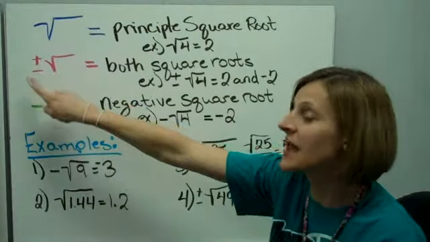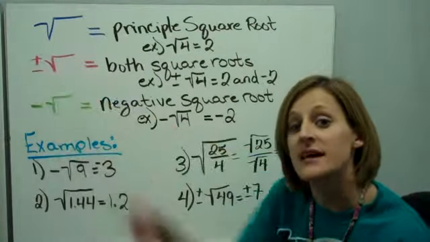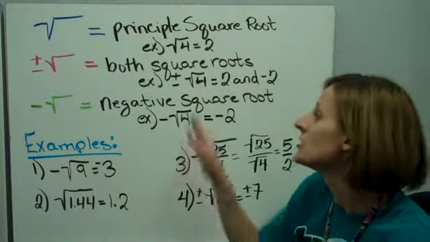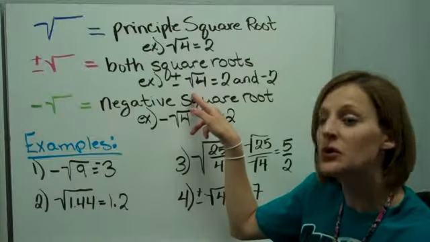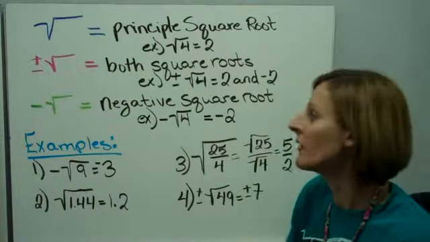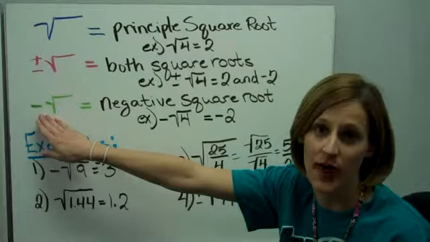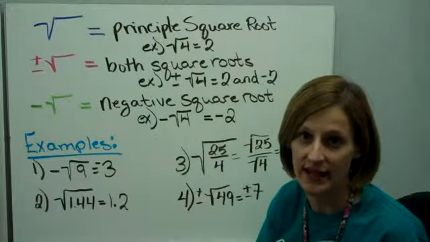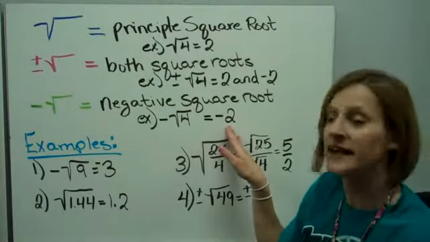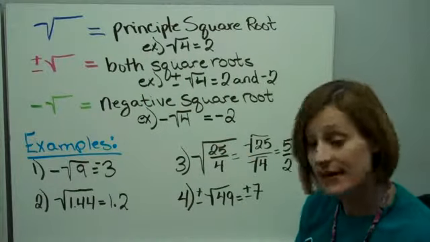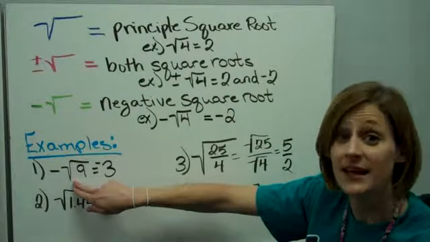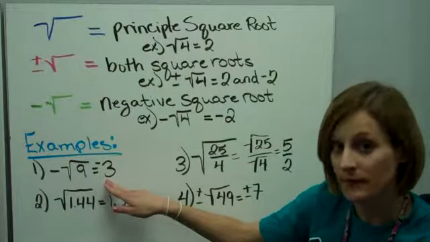When you have a plus and a minus outside the radical sign, it's asking for both roots, both the positive and negative root. So the plus or minus square root of 4 equals 2 and negative 2. Now, when there's a negative sign outside the radical, that means it only wants the negative root. So negative square root of 4 is negative 2. For example, if you have the opposite, the square root of 9, it wants the negative root, so that's going to be a negative 3.